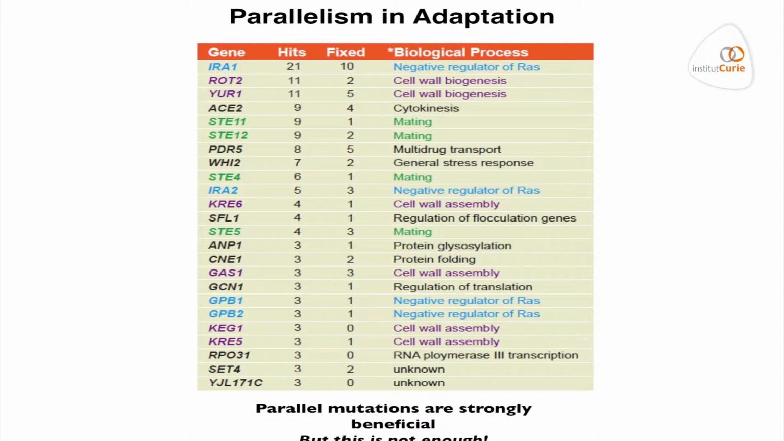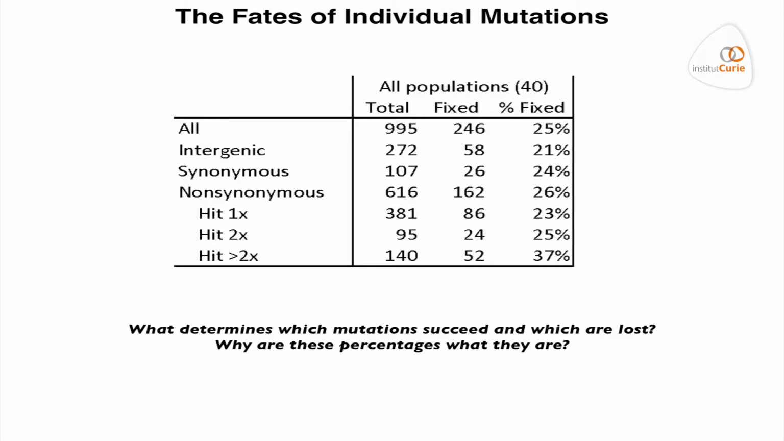So it's not enough to provide a benefit by yourself. All of these kinds of interactions are also important. This is just another way of looking at that same thing, summarizing all the data. Out of 1,000 total mutations across all 40 populations, about a quarter of them fix. And you can parse that out into the different types of mutations. The general question we want to ask is why are these percentages the way they are? How do we build a framework for understanding this stochastic process of evolution when there's a lot of things going on?